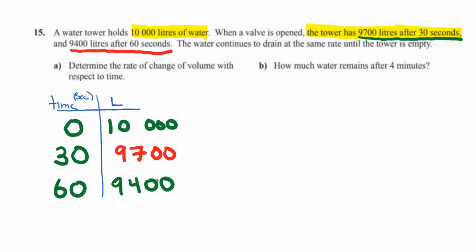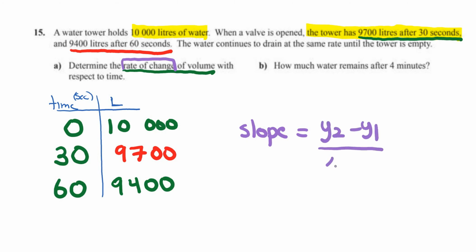Okay, so the first question states that the water continues to drain at the same rate until the tower is empty. Now for part A, I need to determine the rate of change of the volume with respect to time. So what is the rate of change of volume, right? So how fast is the water leaving the tank? This is the same thing as finding the slope. Anytime you're going to find a rate of change, that's the same thing as finding the slope. So just like the previous two questions, slope is rise over run, which is a difference in your y values divided by a difference in your x values.